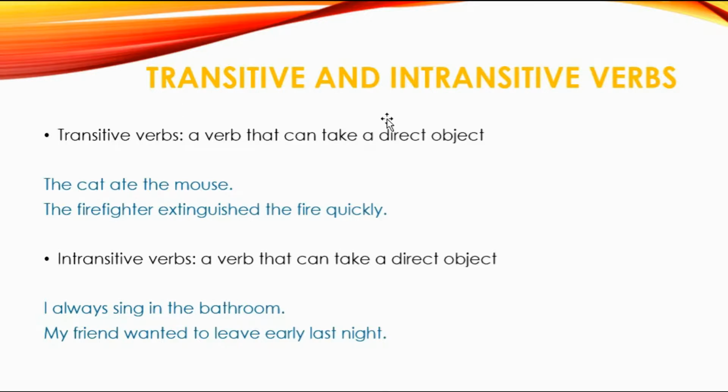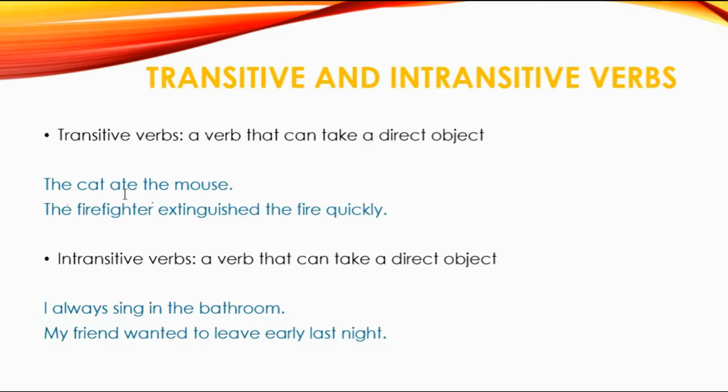Before we go any further into the passive voice, I would like to explain to you the difference between transitive and intransitive verbs. The difference between them is very important. A transitive verb is a verb that can take a direct object, right? In the English language, we have two different types of verbs: transitive verbs and intransitive verbs. Some verbs cannot really take an object, but some others can. The transitive verbs are the verbs that can take a direct object.